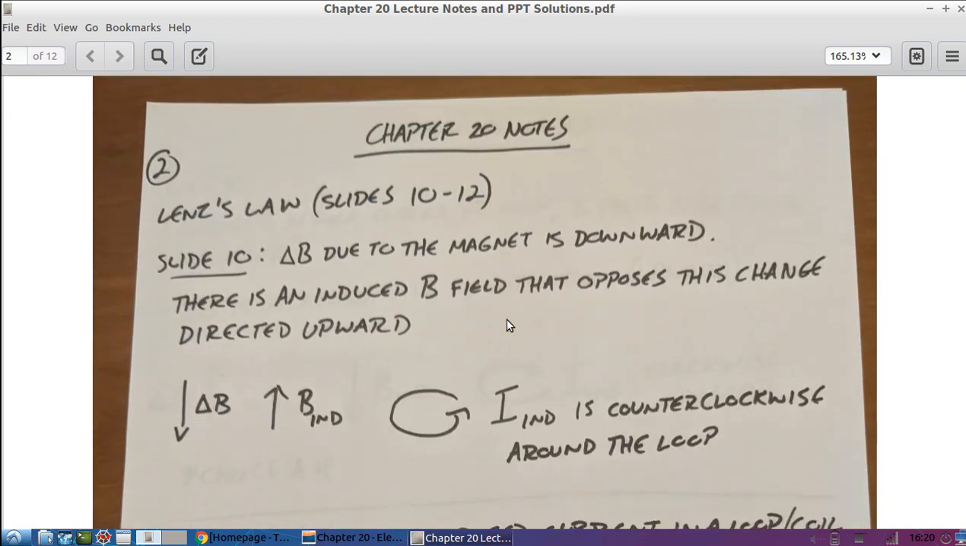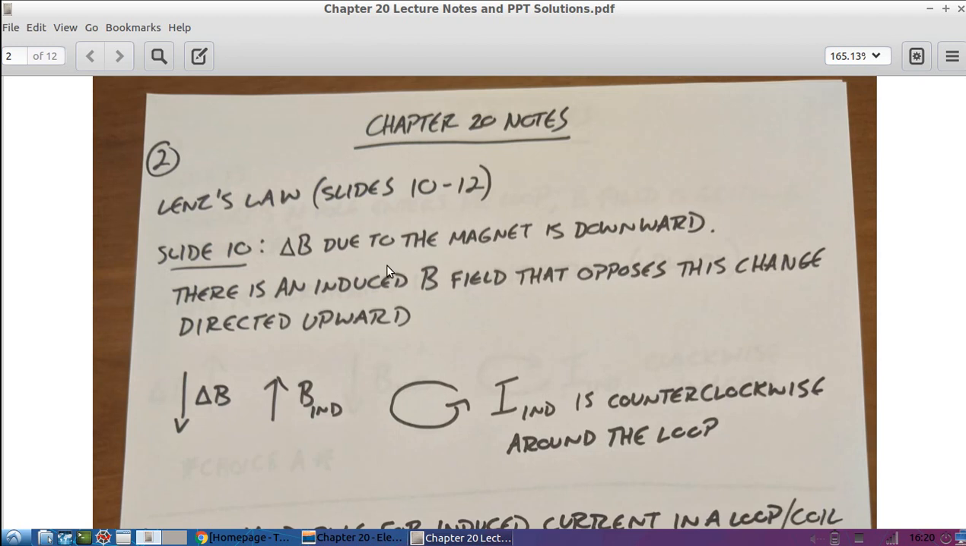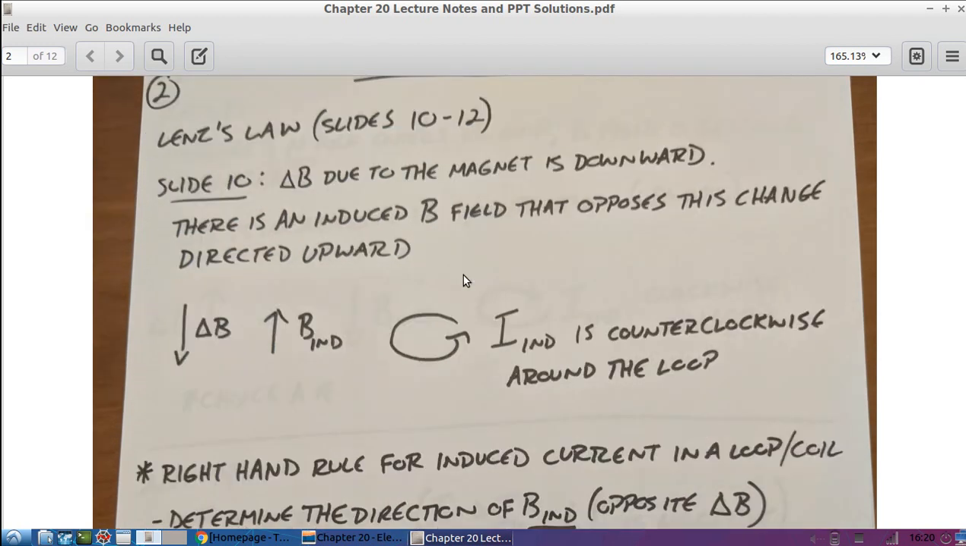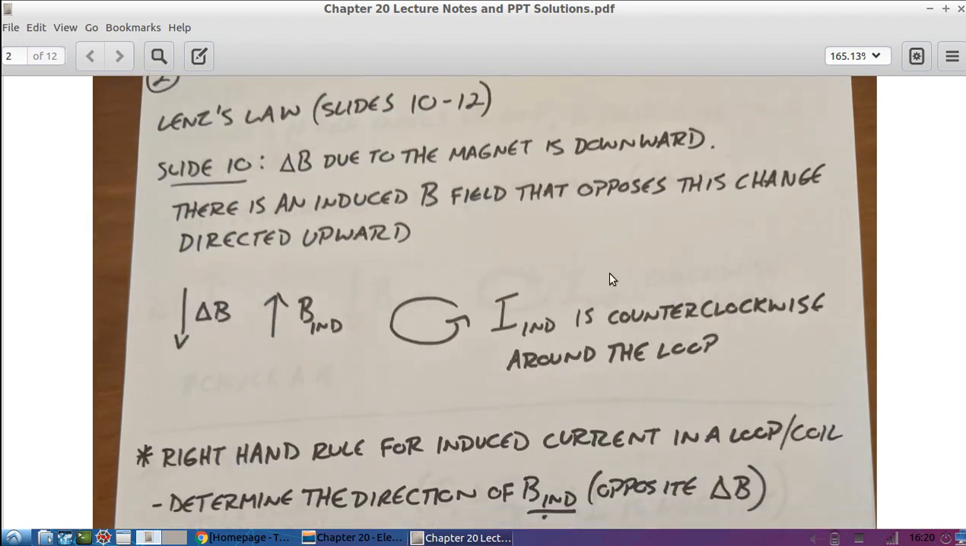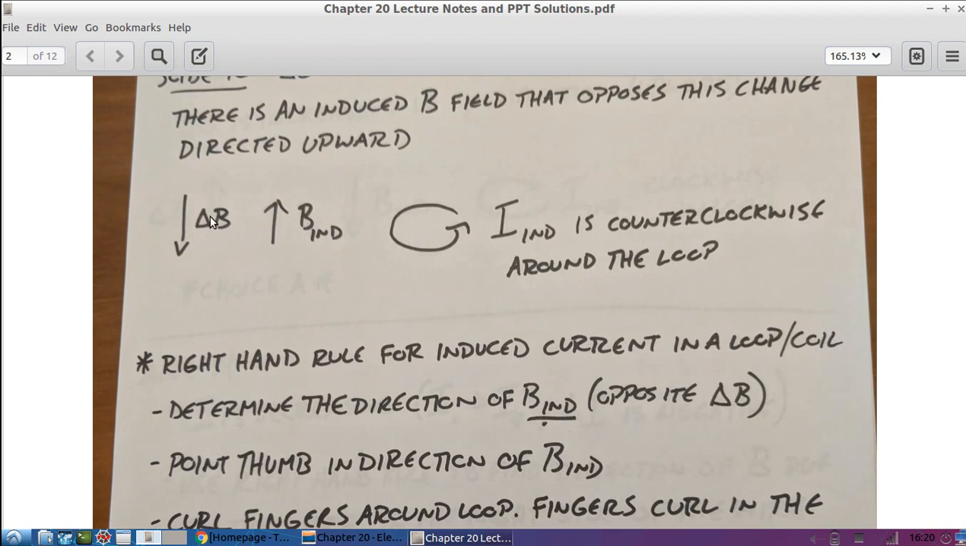These are basically my notes for the slides, right? So when I first dropped the magnet in, delta B was in the negative y direction. Why was delta B in the negative y direction? Because B initial was really weak, and then B final was strong. So B final minus B initial still gives me a net magnetic field in the negative y direction, and so B induced was opposite that.